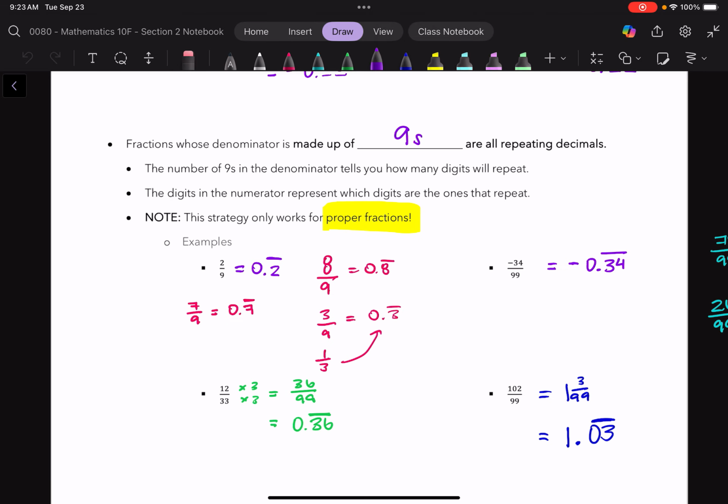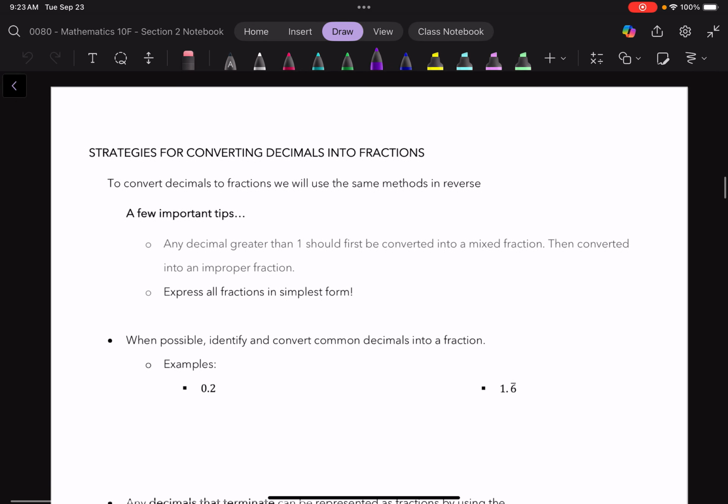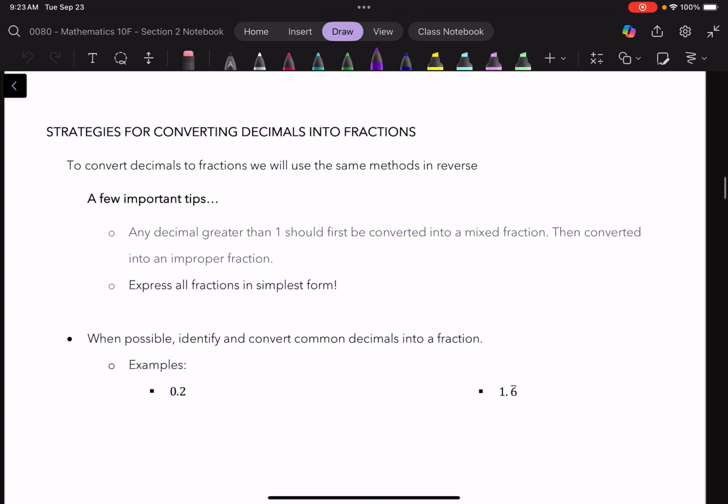Okay, now this lesson should be a little bit easier than the last one because we're simply working backwards. We have all the strategies, we have all the skills. Now we're just doing everything in reverse. So, here we go. To convert decimals to fractions, we're going to use the same methods that we talked about the other direction, but now in reverse.